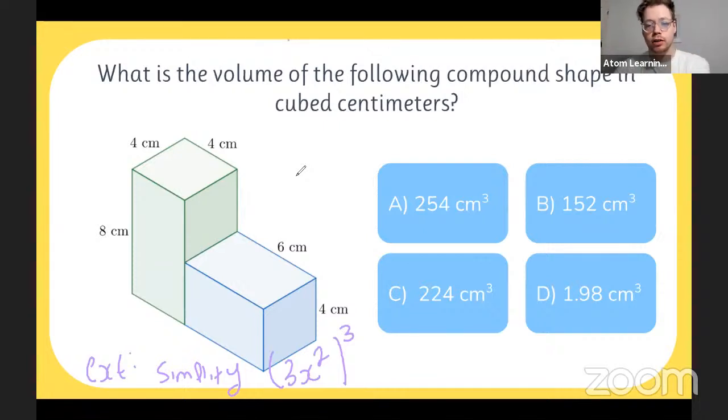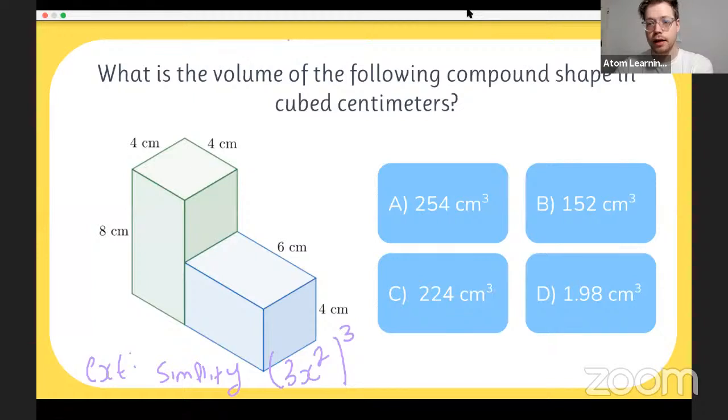Well done, Sophia, on the extension. The first person I've seen get it right. Justice as well. Well done. Tina as well on the extension. Good job. Okay, we're having a bit of trouble with this question. So I'm going to start working it out and then I'll go over the extension.